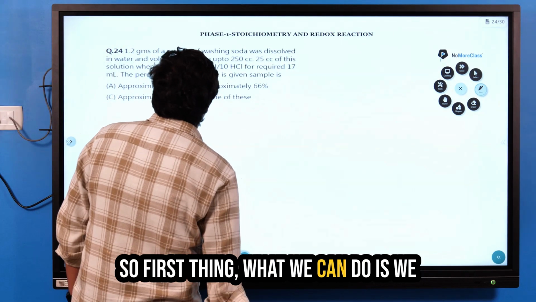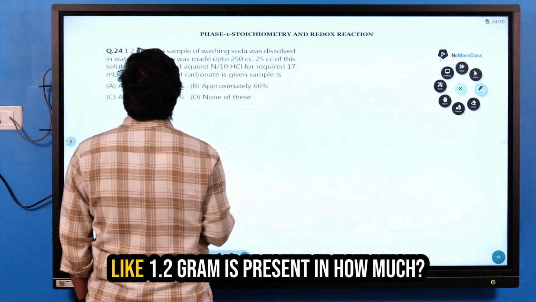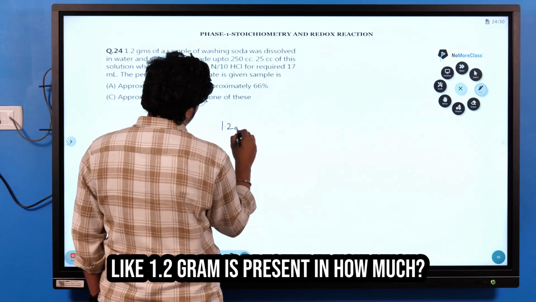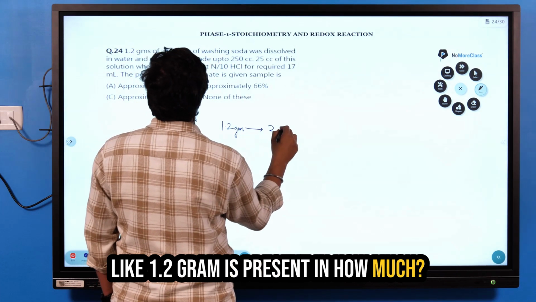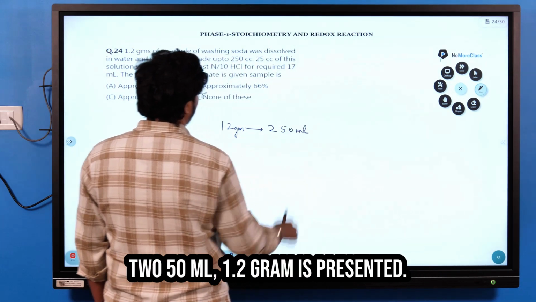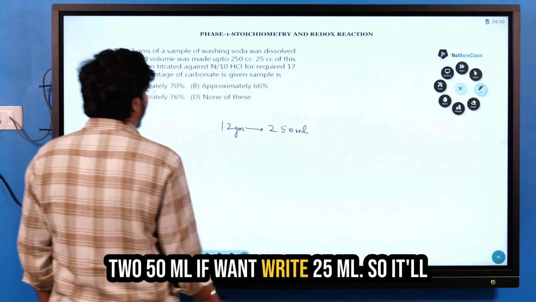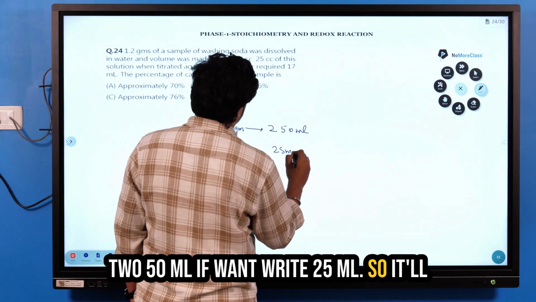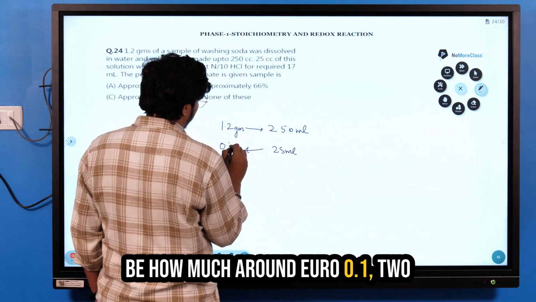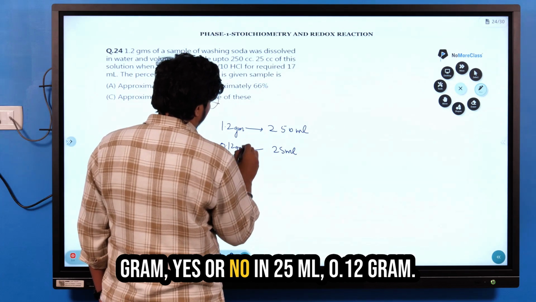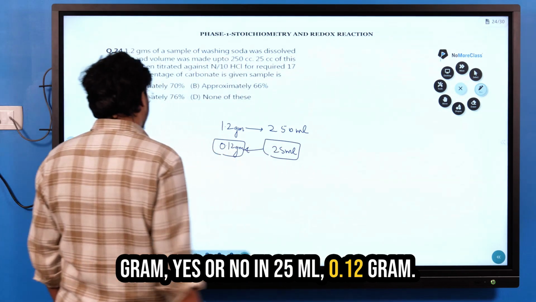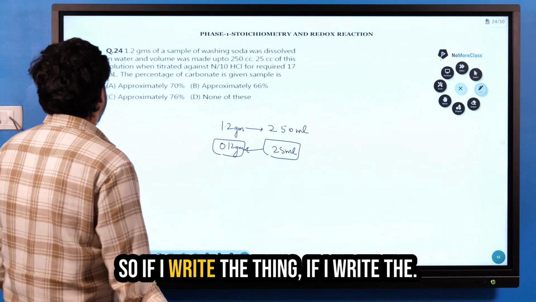So the first thing we can do is calculate the concentration. 1.2 gram is present in how much? 250 ml. 1.2 gram is present in 250 ml. So in 25 ml it will be how much? Around 0.12 gram. Yes or no? In 25 ml, 0.12 gram.